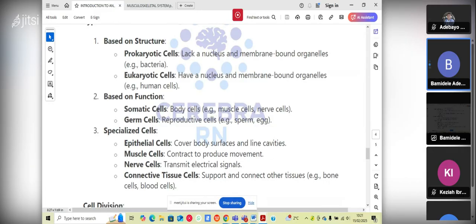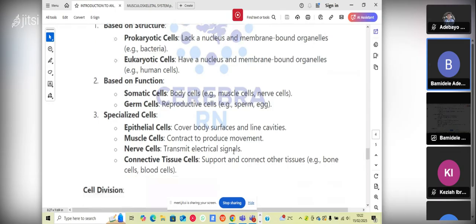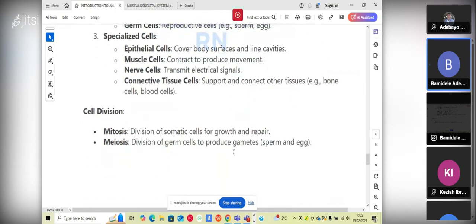The nerve cells help to transmit electric signals. They are mostly found in the nervous system, in your brain and spinal cord. And we have connective tissue cells. They connect body parts together, like a ligament. Bone cells and blood cells are also connective tissue cells.